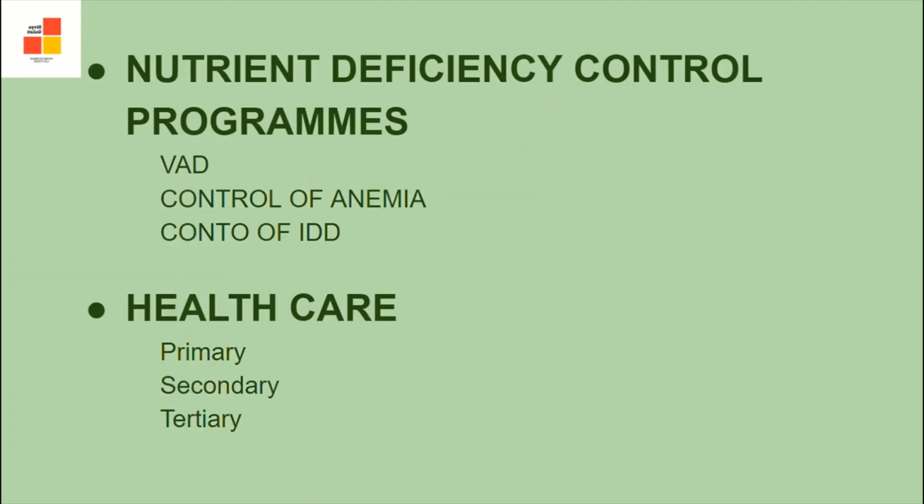Nutrient deficiency control programs are there, like the vitamin A deficiency control program, then control of anemia, then the National Iodine Deficiency Program, which is the control of IDD. This is done by food supplementation programs like midday meal, food security programs like the public distribution system, Annapurna scheme, and self-employment and wage employment schemes.